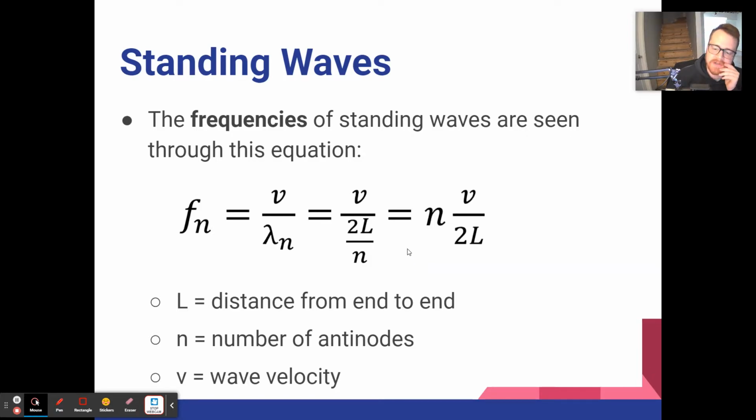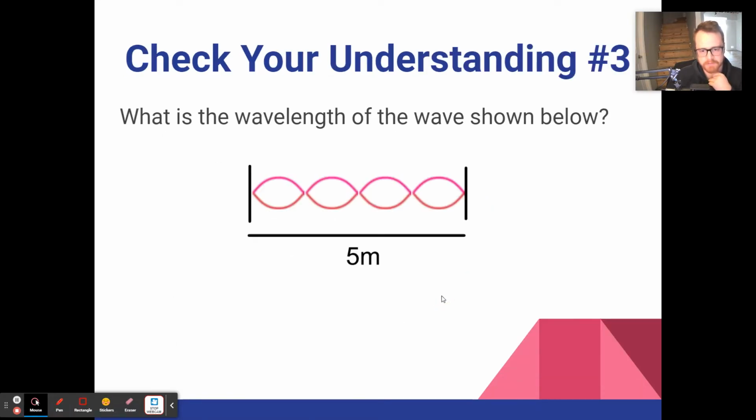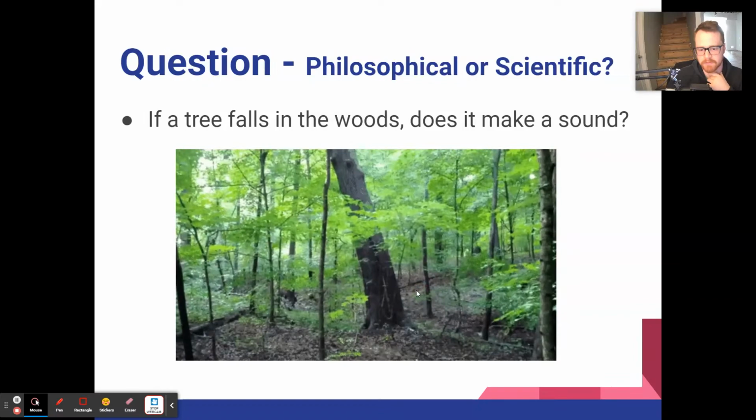Using a very, very similar equation here, we could figure out what the frequency is. The frequency is going to be f of n, equal to the number of antinodes times the wave velocity divided by 2 times L. Okay. So here's number 3, number 4.